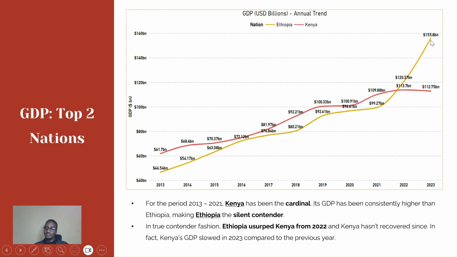And now, even though Kenya is, in essence, a silent contender, there's a chance that it won't regain its position here. So, as a Kenyan, that's a bit humbling, of course, because there's the assumption that, oh, my nation is doing well, but when you look at the numbers, they definitely tell you the story of the situation on the ground.